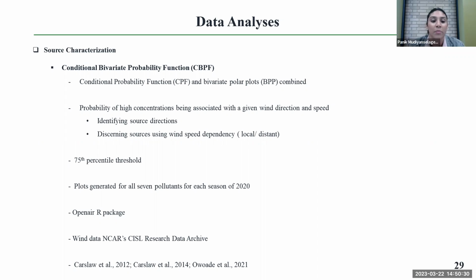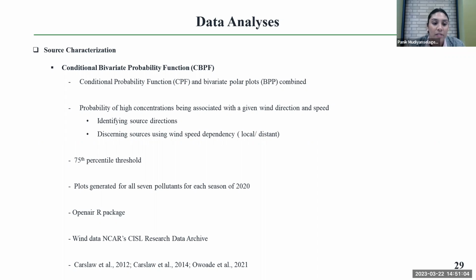And we're also able to distinguish whether the source that is contributing is a local source, or if it's a distant source, based on the wind speed dependency. Meaning, if you have a very high concentration at a low wind speed, or stagnant conditions, you can assume it to be an emission source within that local region. Whereas if you're seeing a very high concentration under a very high wind speed, then you can assume that it's being transported over a distance.